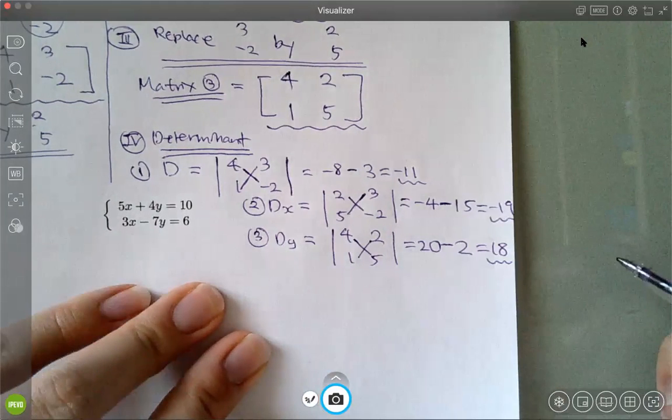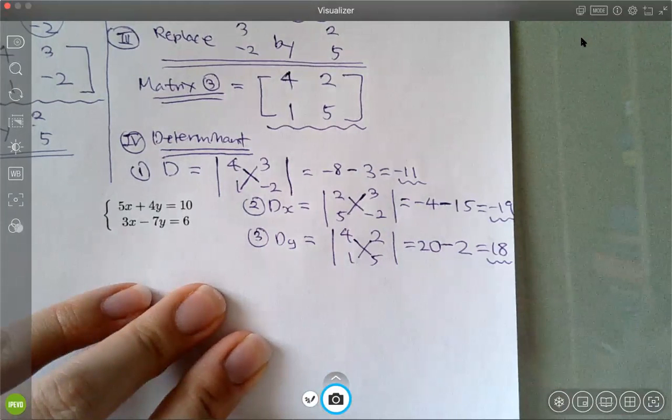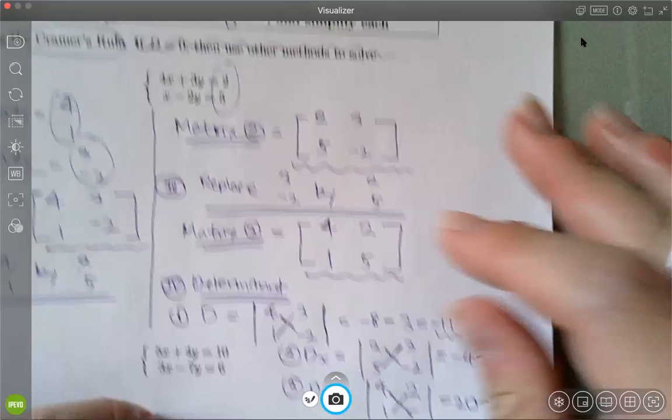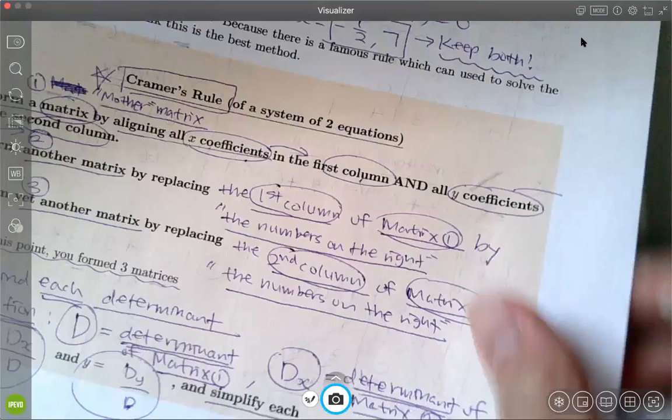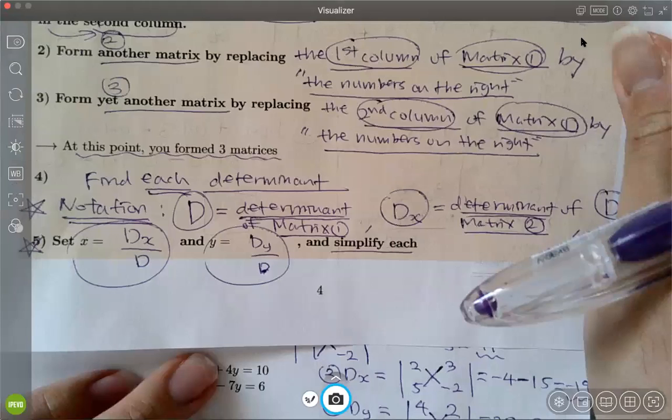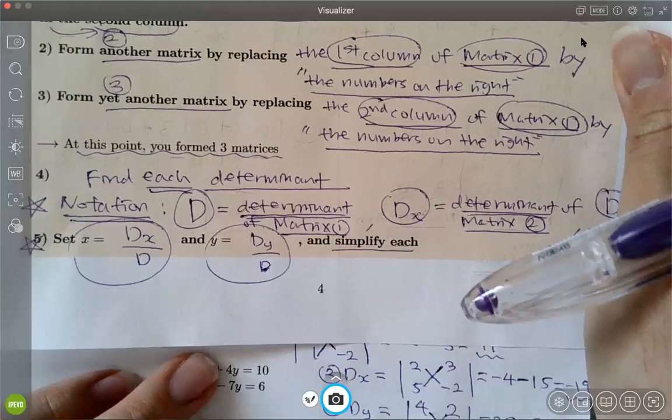Okay, so again, d, dx, and dy are all numbers. They're not the matrices. Now, how do you find the value of x, y, or x and y? So x is equal to what? dx over d, and y is dy over d, right?